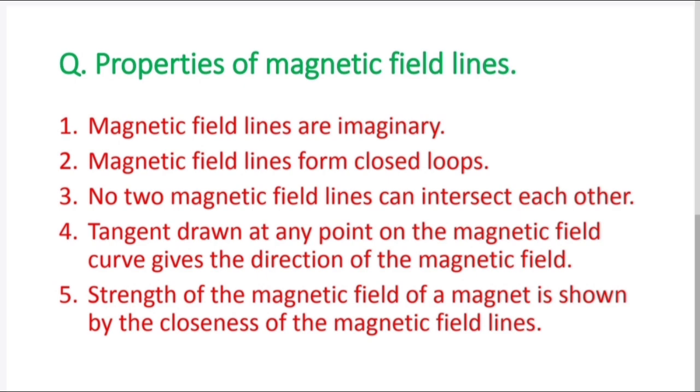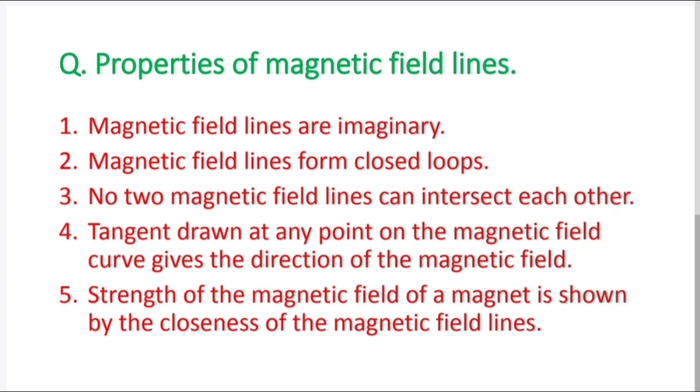That is another reasoning question. Why can no two magnetic field lines intersect? Because if they intersect, then at that point the compass needle should point in two directions, but that is impossible. A tangent drawn at any point on the magnetic field curve gives the direction of the magnetic field.